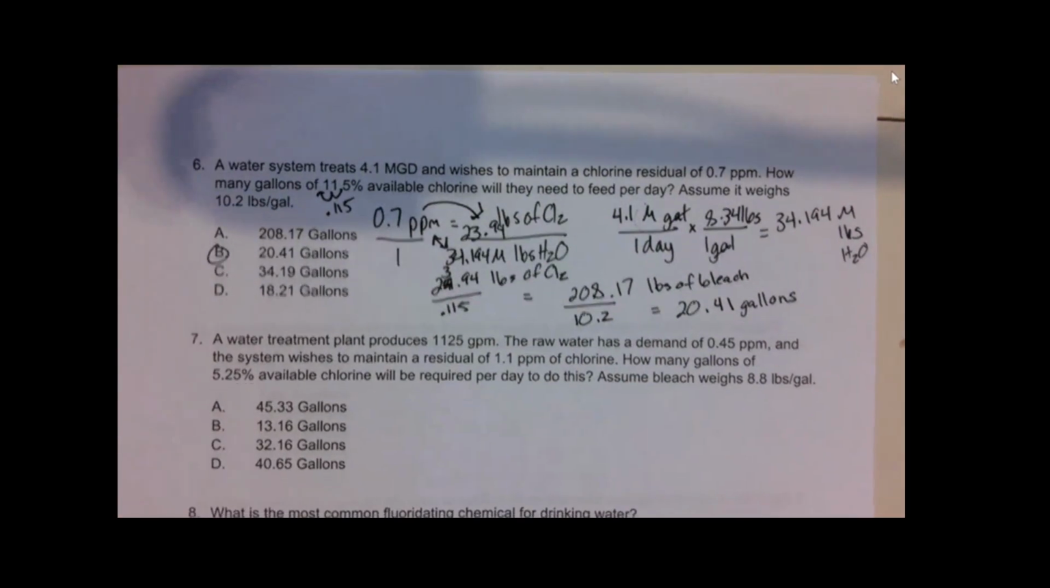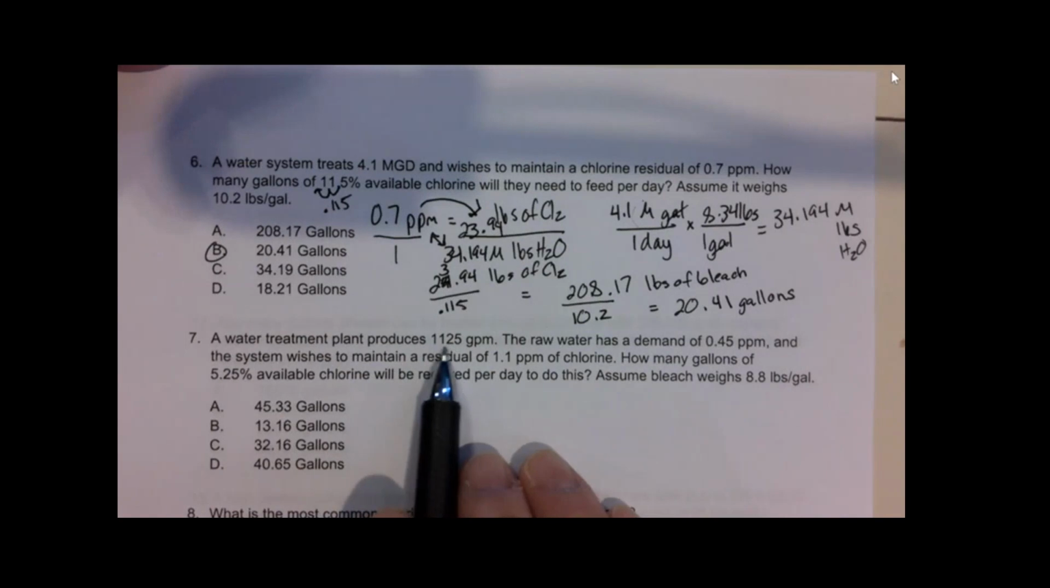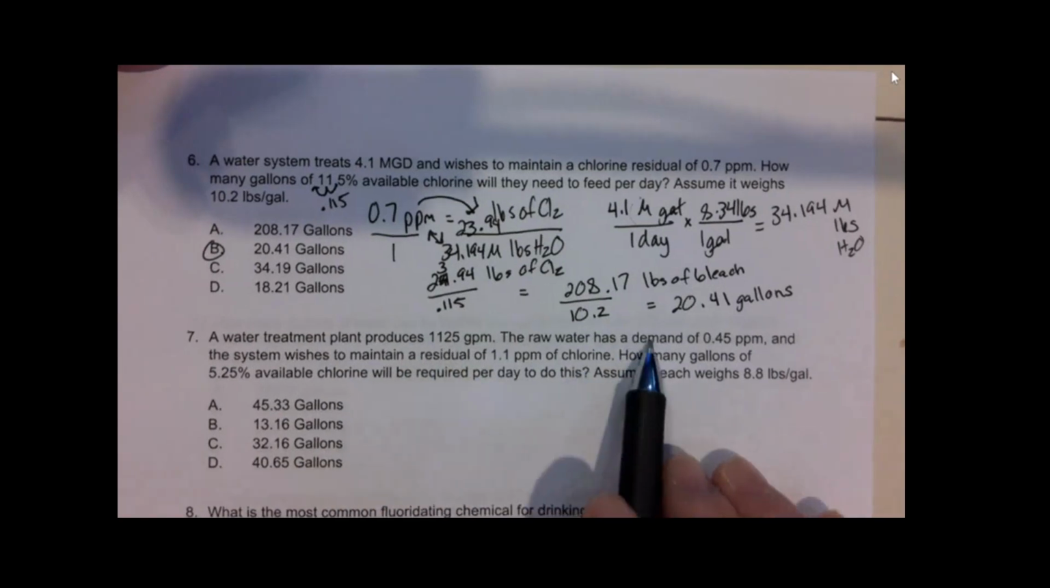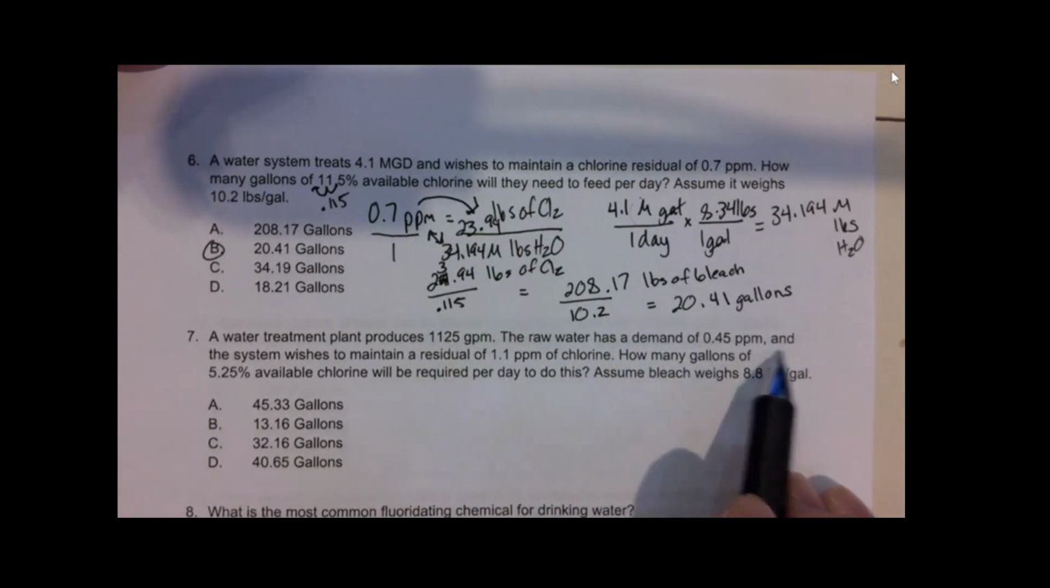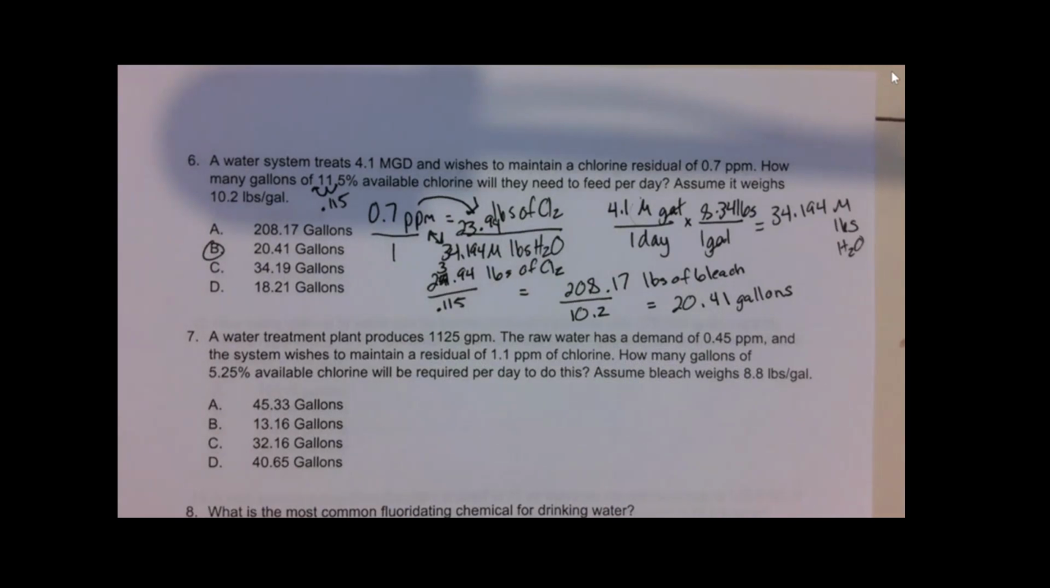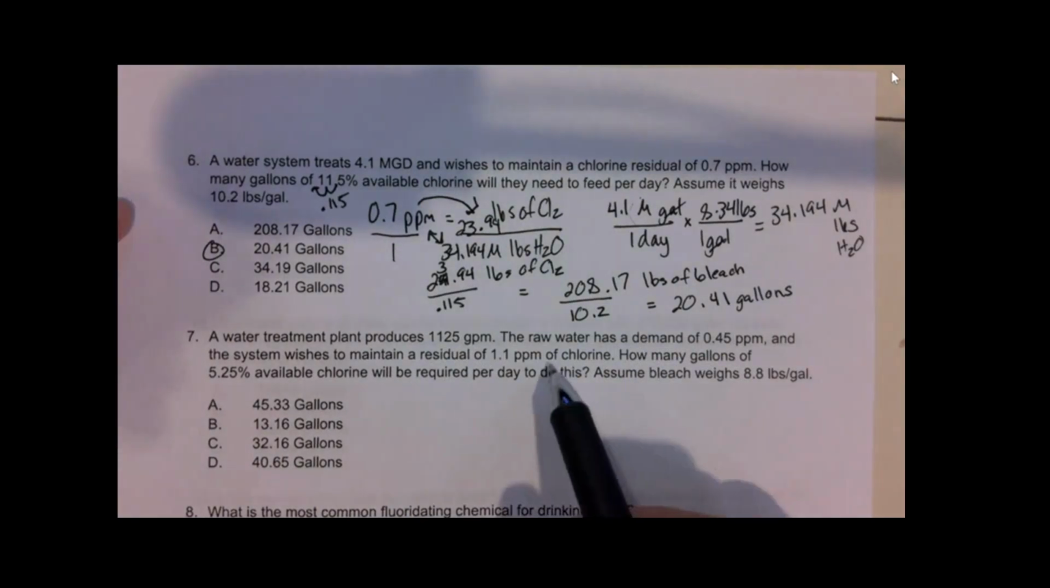All right, the next one: a water treatment plant produces 1,125 gallons per minute. The raw water has a demand of 0.45, and the system wishes to maintain a residual of 1.1 parts per million chlorine.